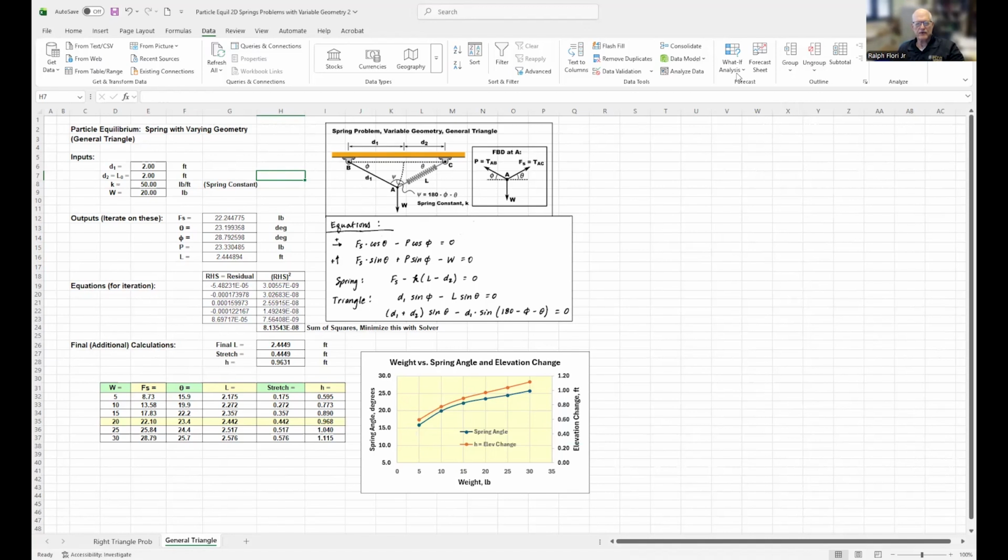And for simple iteration, you can use Goal Seek if you're iterating on one variable. But if you're iterating on two or more variables, then you have to use Solver, which is extremely powerful.